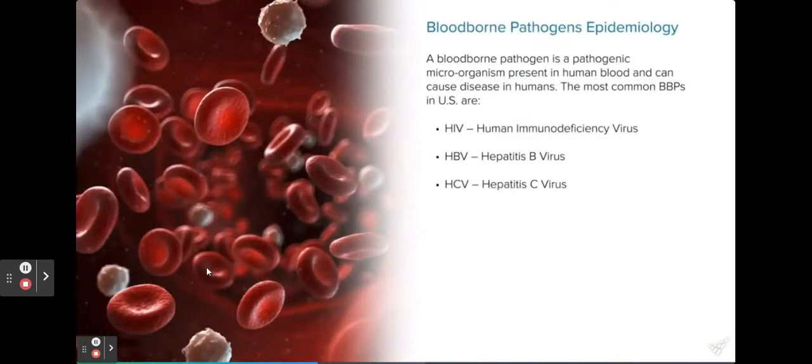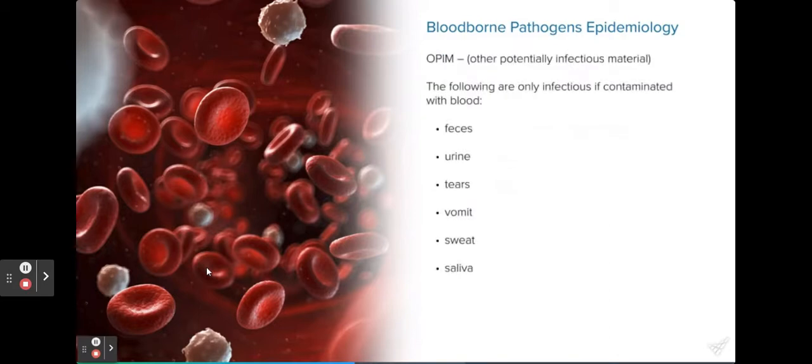So, what exactly is a bloodborne pathogen? Simply put, a bloodborne pathogen is a pathogenic microorganism present in human blood and can cause disease in humans. Bloodborne pathogens covered within this standard are HIV, the human immunodeficiency virus, HBV, the hepatitis B virus, and HCV, the hepatitis C virus. Other potentially infectious materials, or OPIM, include human body fluids such as sexual fluids, cerebral spinal and pleural fluids, as well as any other body fluid visibly contaminated with blood or fluids where it is difficult to differentiate between body fluids.